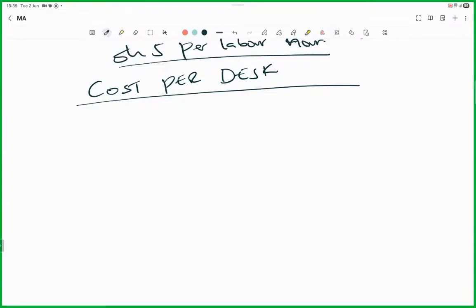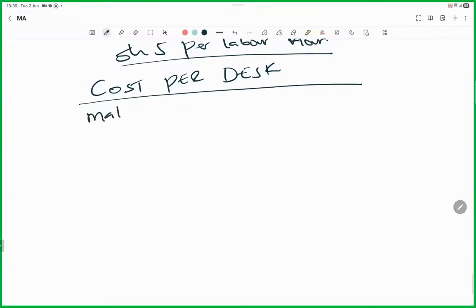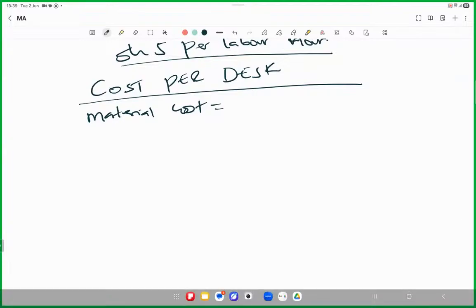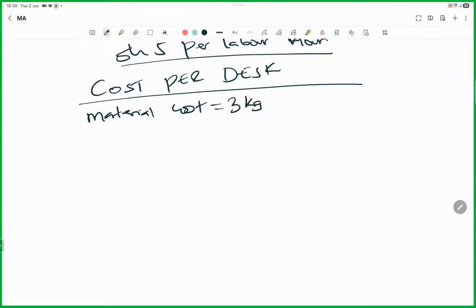So when you hear cost per desk, what comes to your mind? Materials, labor, overheads. So material cost, do we know the kilograms? How many kilos? 3 kgs. And each is going for 4, which gave us 12, isn't it? Labor, 4 hours, and each is going for 2.